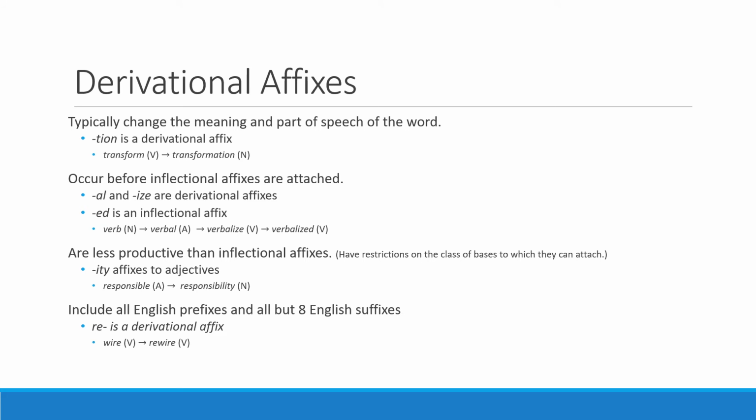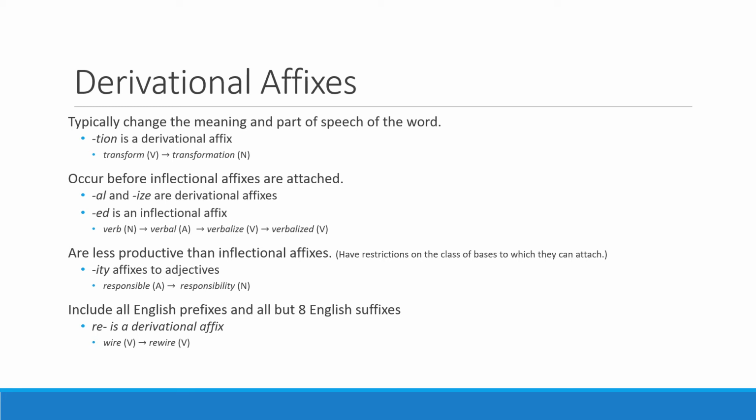And derivational affixes include all of the prefixes in English. That's not the case in all languages, but in English it is. And all but eight of the English suffixes. Remember those eight inflectional affixes we looked at were all suffixes. So those are not derivational, those are inflectional. But it does include all of the prefixes and a whole bunch of suffixes.